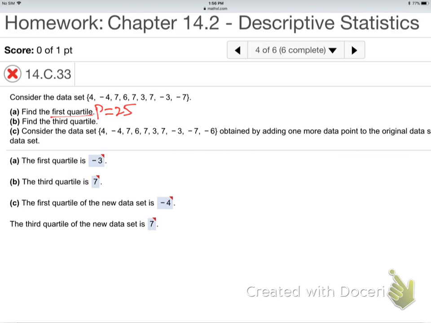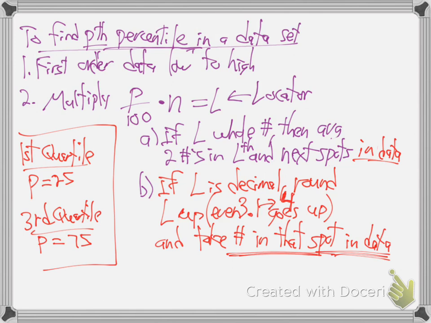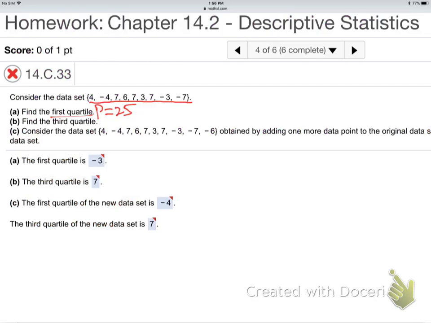And this is the data set right here. These are the numbers. One of those numbers is going to be the P25. We're trying to find which one. How do we do it? Well, what does it say on this table we do first? First, put the numbers in order from low to high. So let's do that. Let's put them in order.